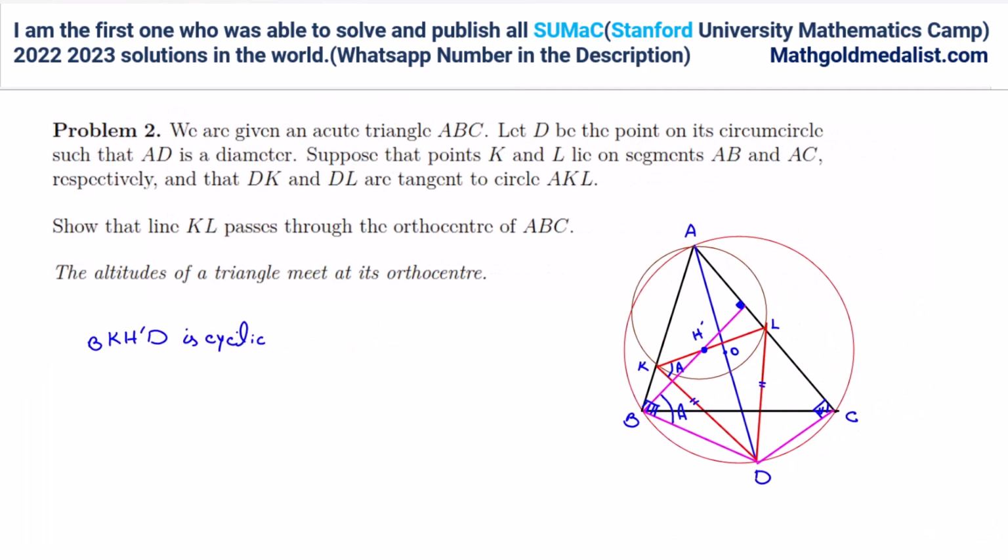Wait, can you give more hint? So DH prime KB is cyclic and then DH prime LC is cyclic, but then how can you connect that to AH prime where AH prime meets BC?